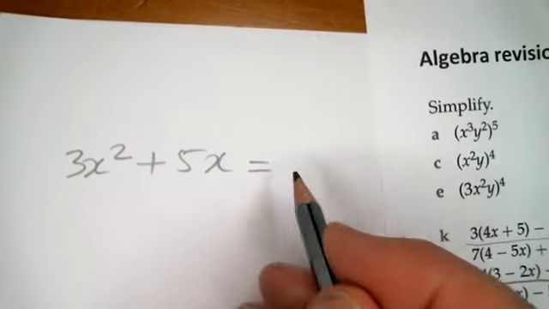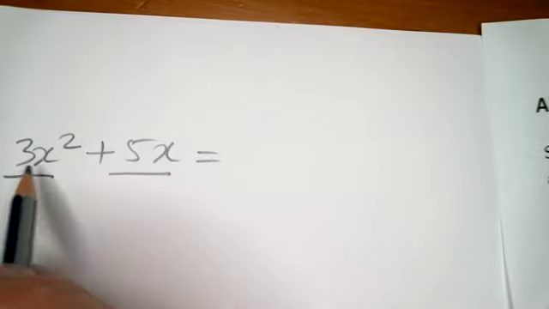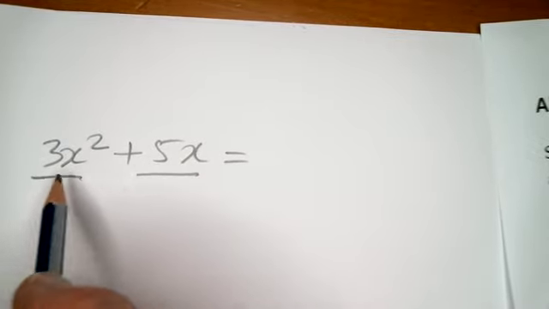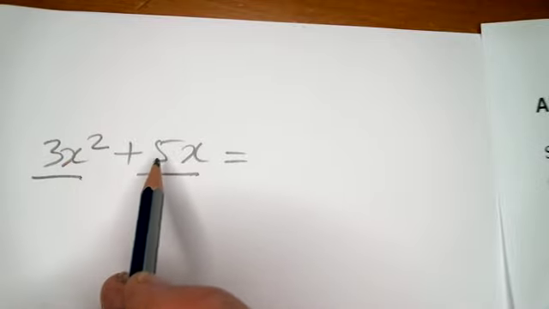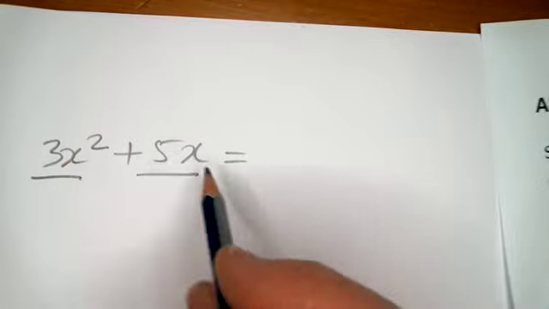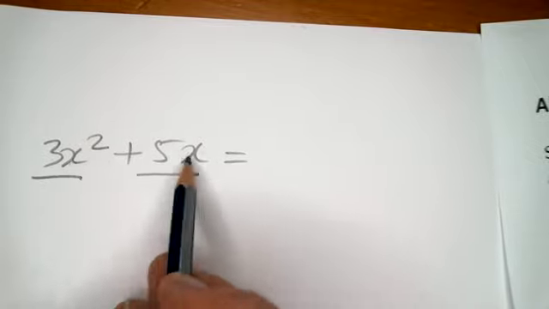So the question we're really asking is, we've got 2 components to this. Well, what's common to each of them? There's nothing common to the coefficients. 3 and 5 are not really multiples of each other, so we're not going to worry about that. But I do notice we've got an x and an x of some sort.